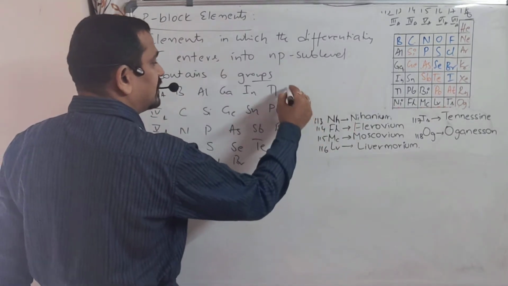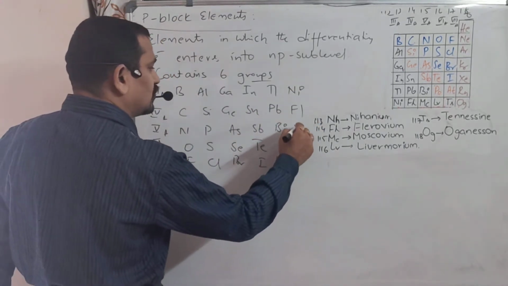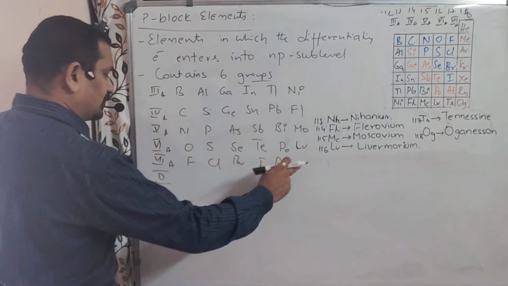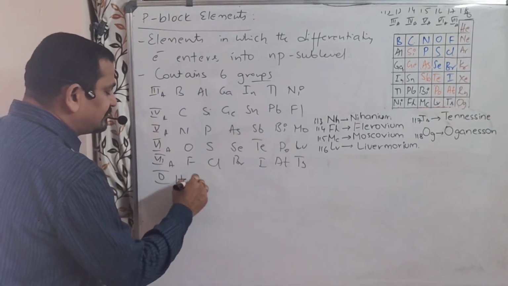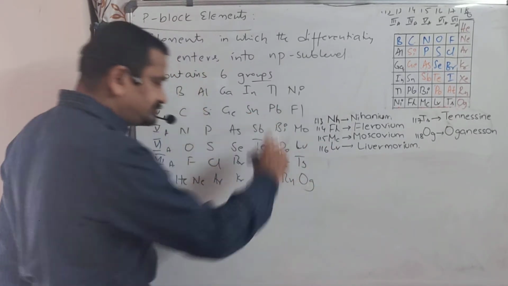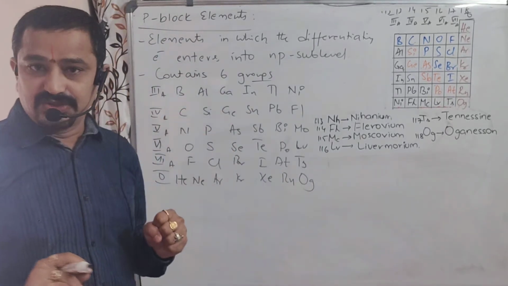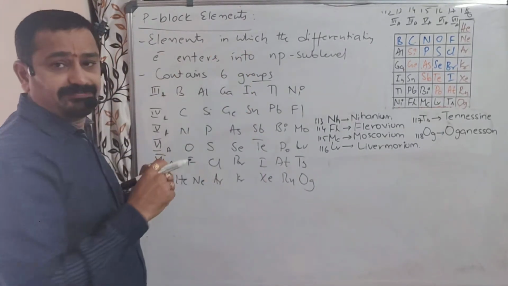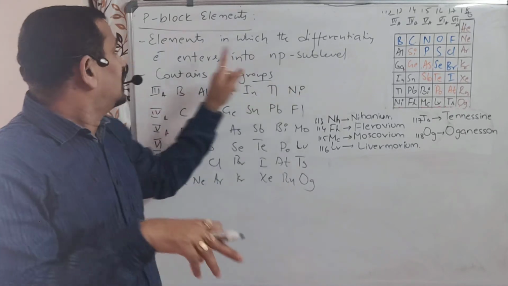Of course, nihonium is also newly added, and flerovium in the 4A group elements, moscovium in the 15th group elements, and livermorium, Lv, for the 16th group elements, and for the 17th group elements tennessine is added, and the 0 group elements are helium, neon, argon, krypton, xenon, radon and so on. Okay, you have to remember these elements group wise. The total periodic table must be in your hold. Then you can answer any question. So these are the groups present in the P block. Once again, elements in which the differentiating electron enters the np sublevel or p sublevel of the ultimate shell are called P block elements.